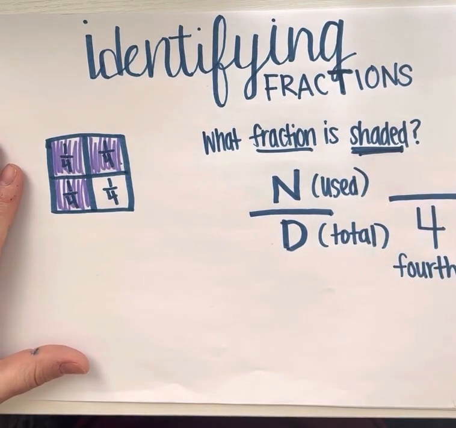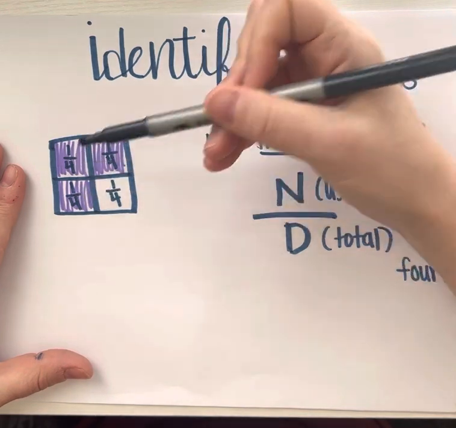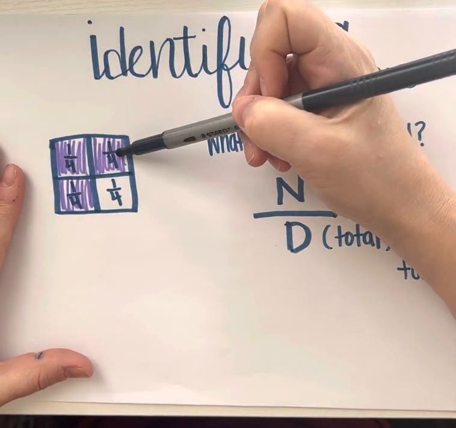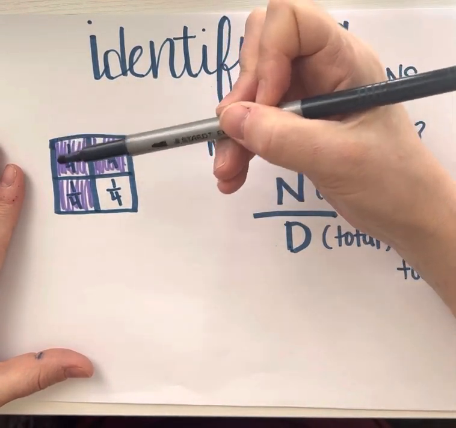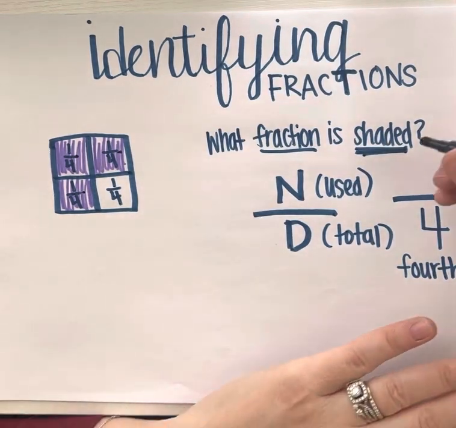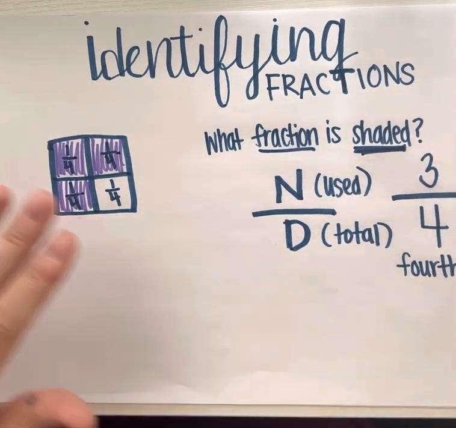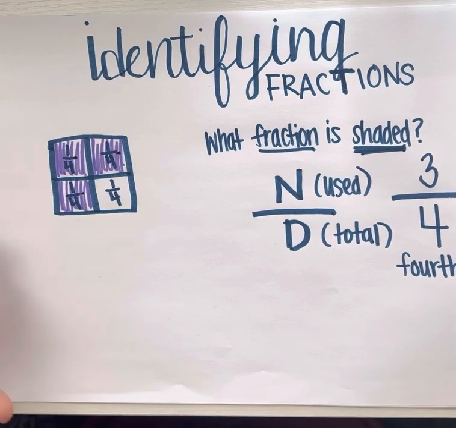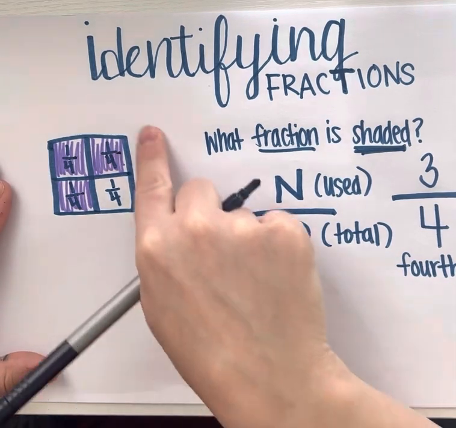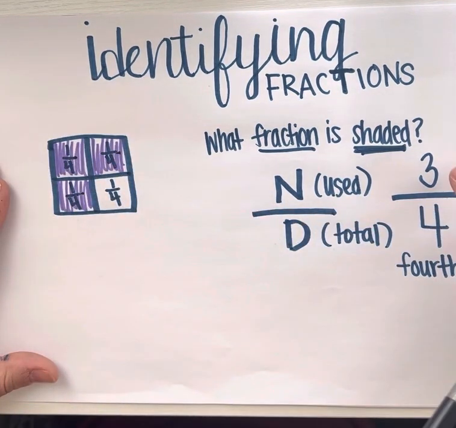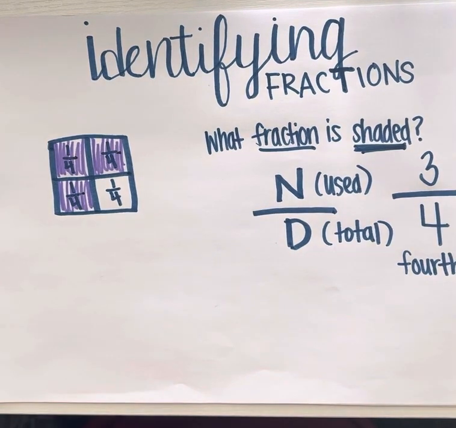So this one says shaded. So I'm going to look and see how many are colored in. I have 1/4, 2/4, 3/4. So my numerator is going to be 3. So the fraction that represents the shaded part of this whole is 3/4.